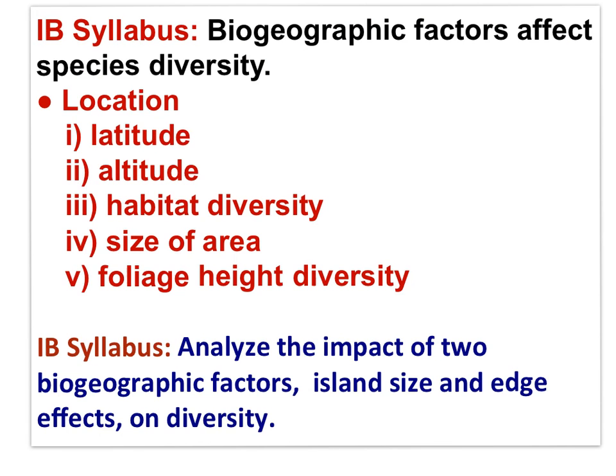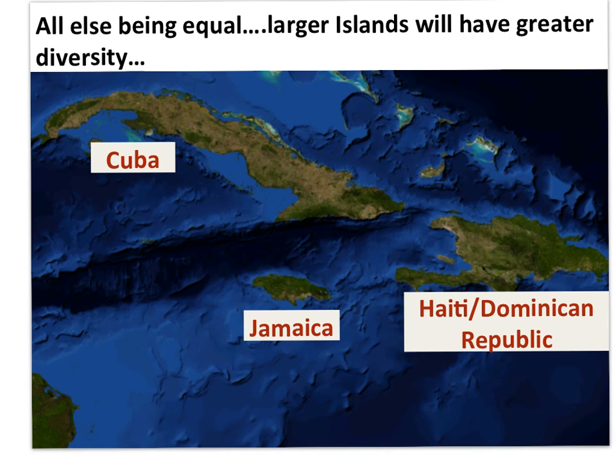Over the last 12 slides, I've looked at biogeographic factors that affect species diversity specifically related to location: latitude, altitude, habitat diversity, size of the area, and foliage height diversity. In Part 7, we will analyze the impact of two biogeographic factors, and that would be island size and edge effects on diversity. All else being equal, latitude, altitude, human population density, disturbance, larger islands will have greater diversity.